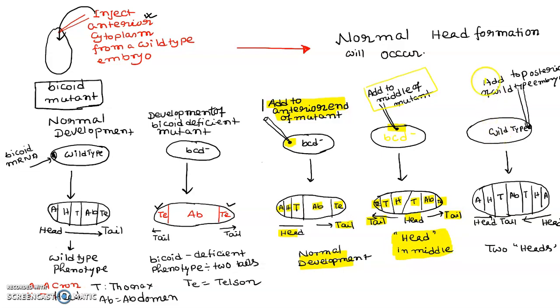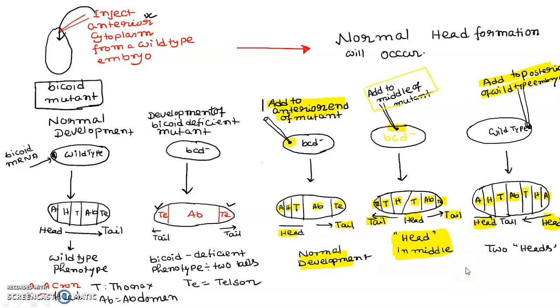Now in the last experiment, you can see add to the posterior cytoplasm, the posterior end of a wild type embryo. If you add bicoid to the posterior end of the wild type embryo, then what will happen? You can see the observation: acron, head, thorax, abdomen, then thorax, head, anterior. So both side two head formation occurs. That is, two head formation takes place.